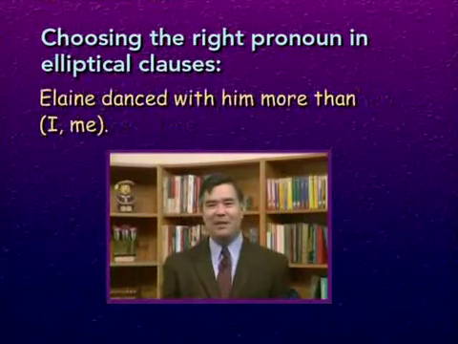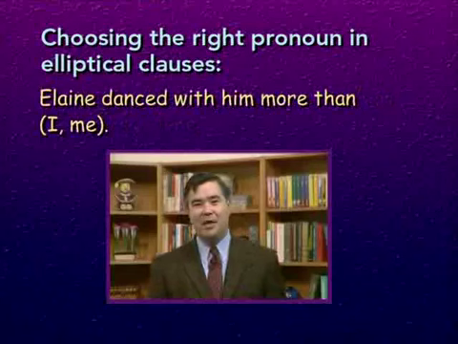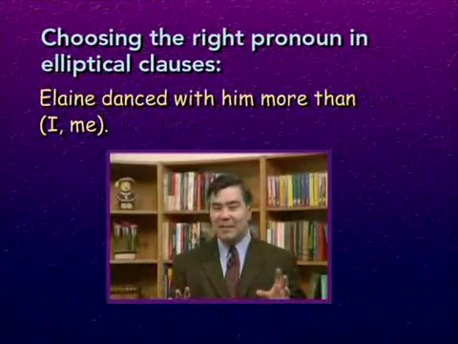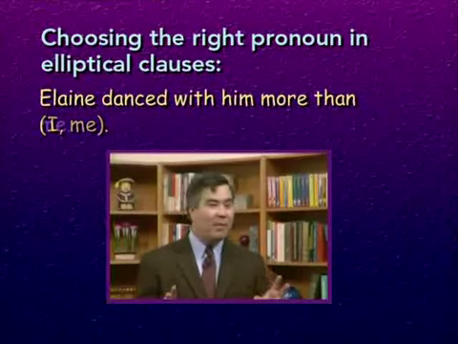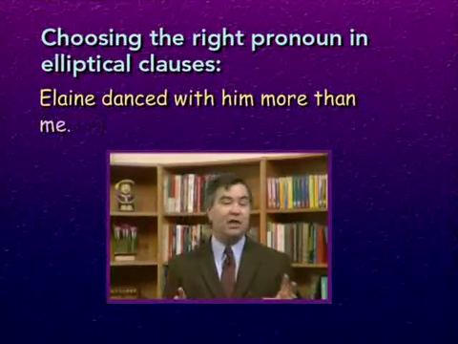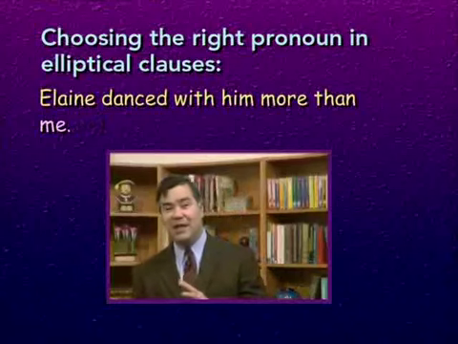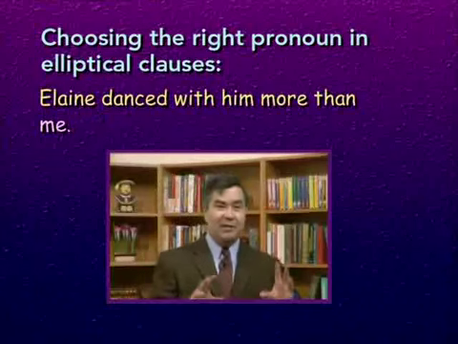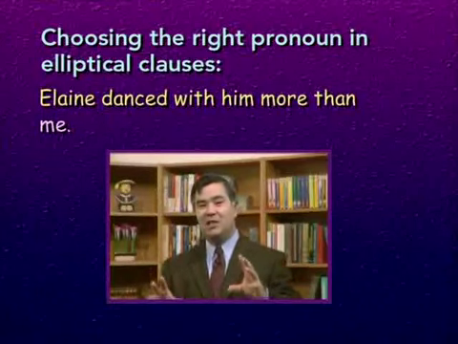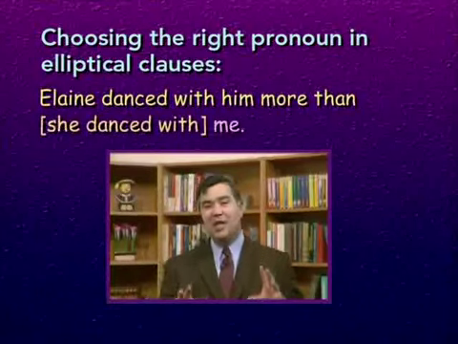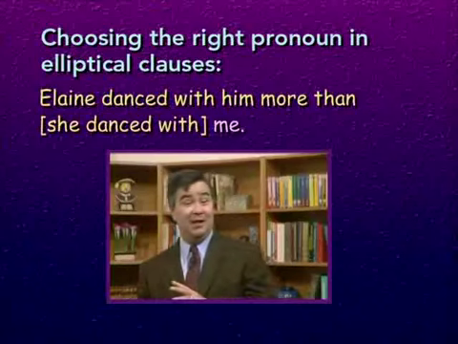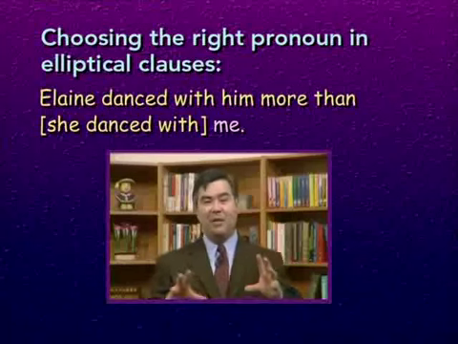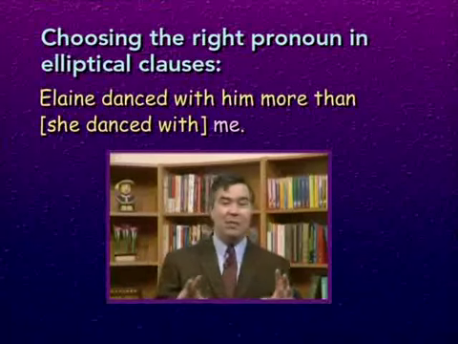One more example. Elaine danced with him more than I or me. Here, the sentence is somewhat ambiguous. Probably me is the correct choice if we assume, for example, that a man is speaking and that men and women tend to dance together. Because under that interpretation, the sentence would mean Elaine danced with him more than she danced with me. And since me, the object form of the pronoun, would be correct, then me would be correct once those words have been omitted.